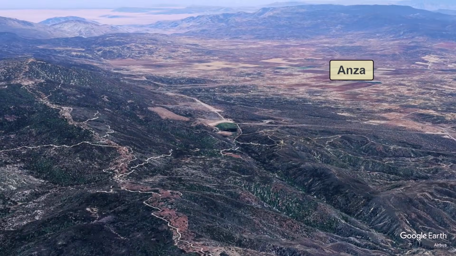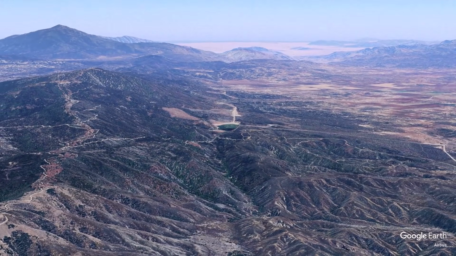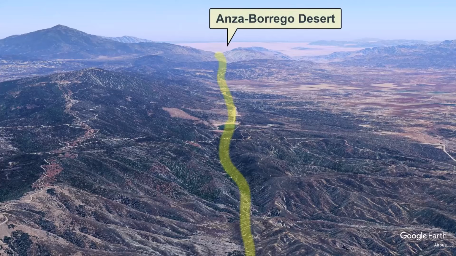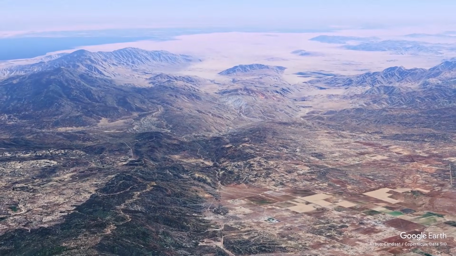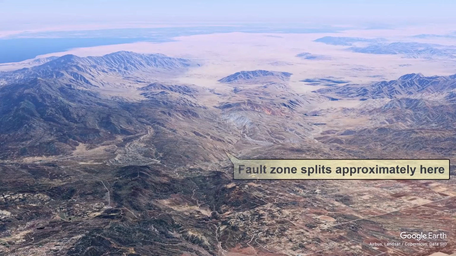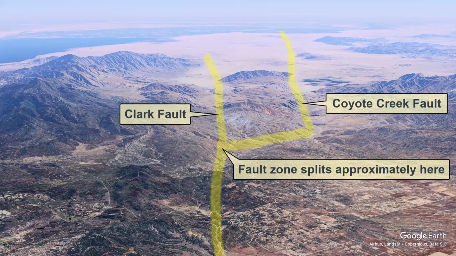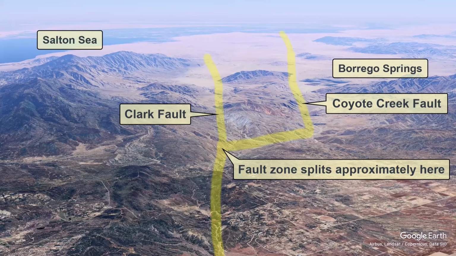Looking back now to the southeast, the direction we're headed, we can see the fault slicing its way towards the Anza-Borrego Desert. But before reaching Anza-Borrego, the fault will split again into two strands, and we'll look closer at that in a moment. The one to the left is the Clark Fault, and the one to the right is the Coyote Creek Fault. Although these names are used locally, geologists now recognize that they are both actually part of the San Jacinto Fault.